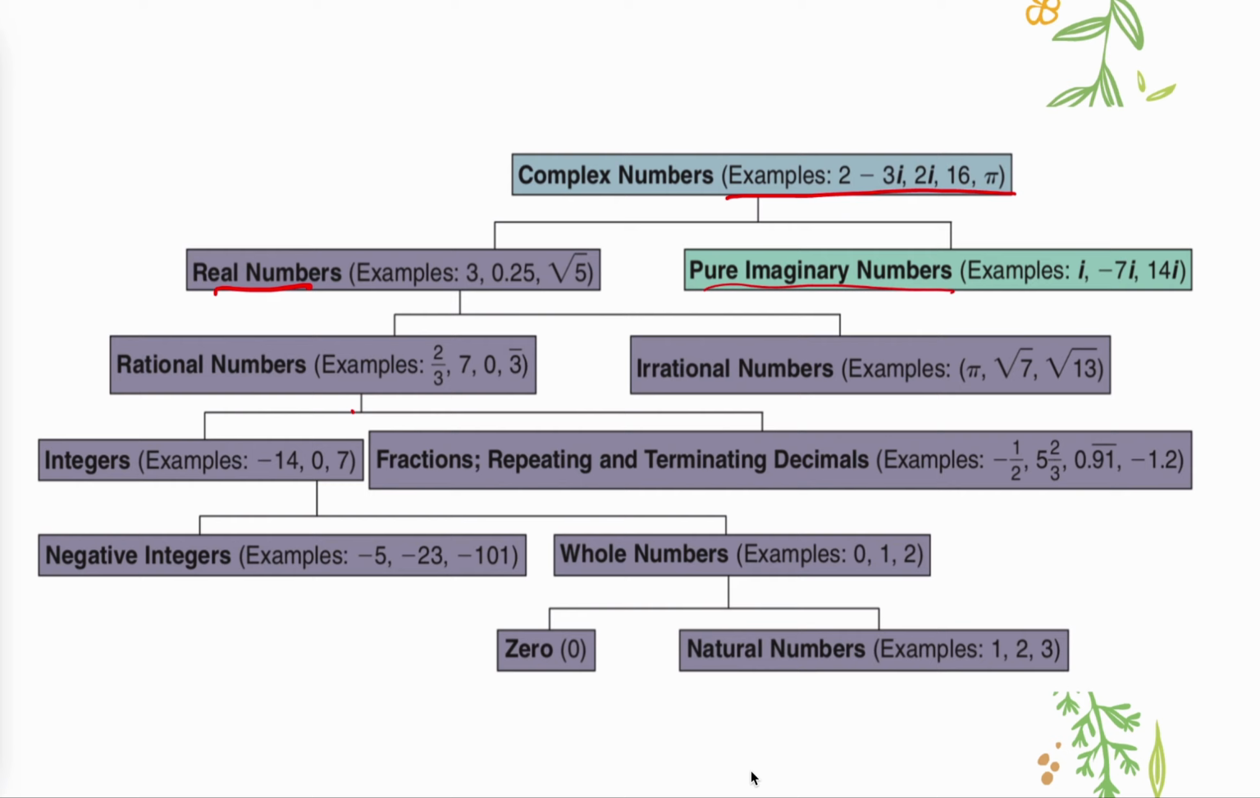Integers can be negative integers, or they can be whole numbers, which would be 0 plus the positive integers. And whole numbers can be 0, or they can be natural numbers, which is the whole numbers except for 0.